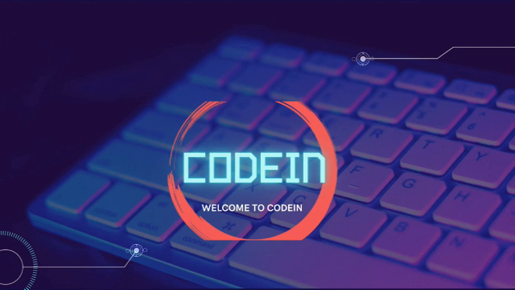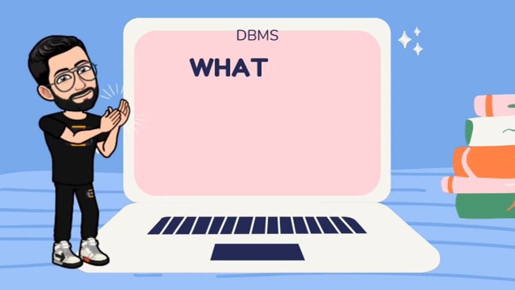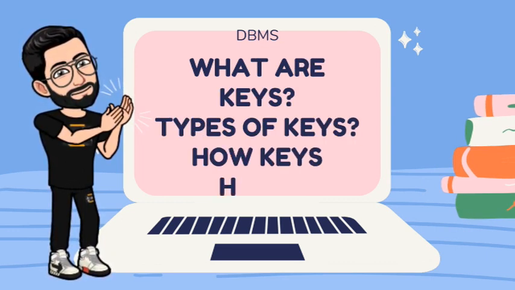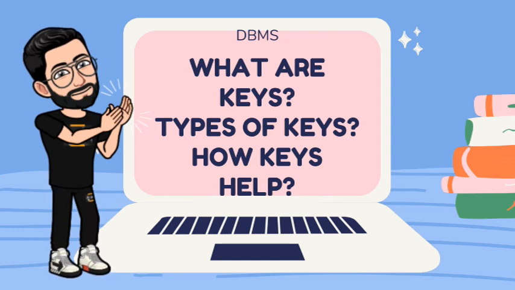So in today's lesson, we are going to discuss the different keys that are available in database. What are the different types of keys? How do keys help us? What are the different kinds of keys that are available? As you can see in the thumbnail, primary key, candidate key, and other types of key. All of this will be clear by the end of this video.